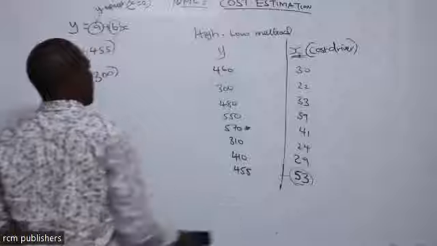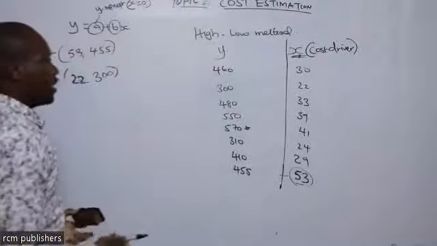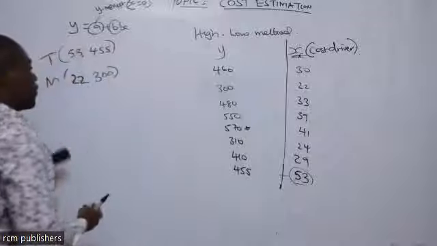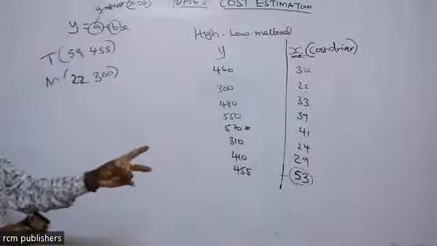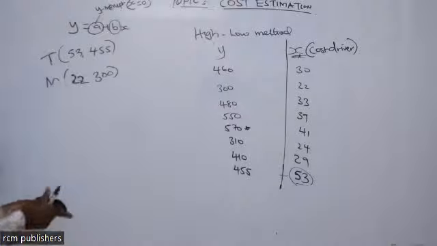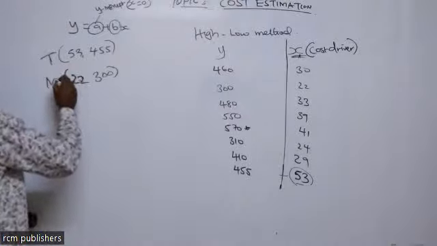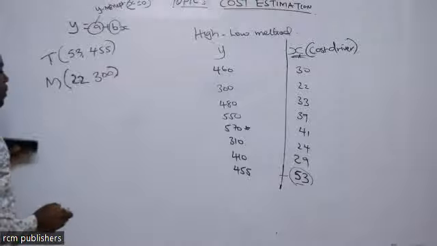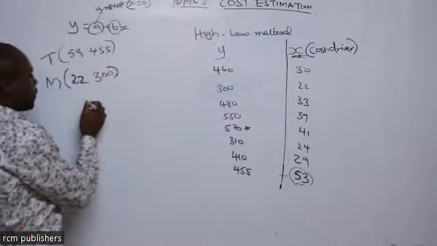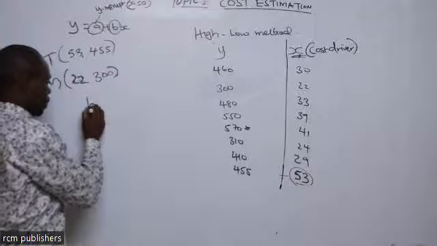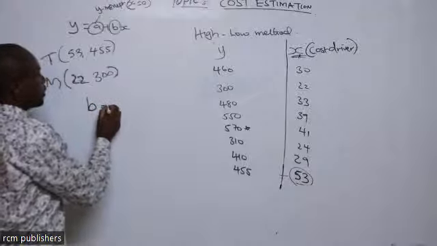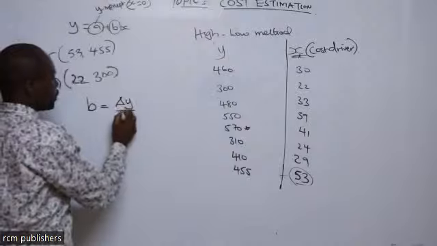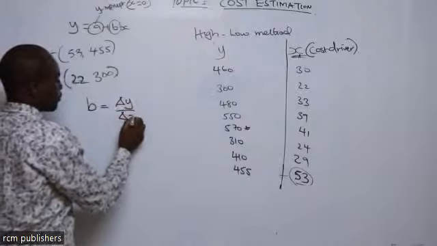So this is what we add. We've identified the high and the low figures. We have them here. We have to take the 2 sets, the highest and the lowest, which we have here. Then what are we going to do? We are going to apply the formula of getting the value of B, which we said is equivalent to change in Y over change in X.